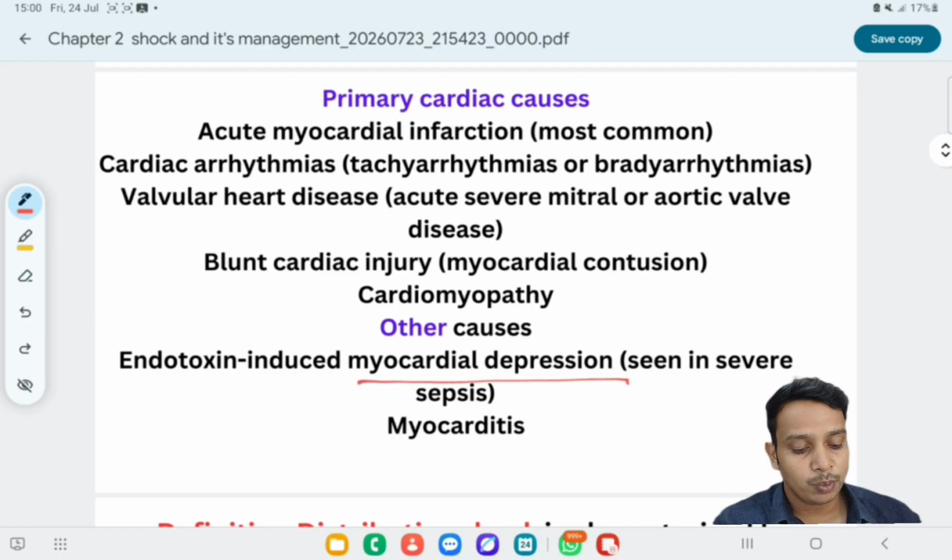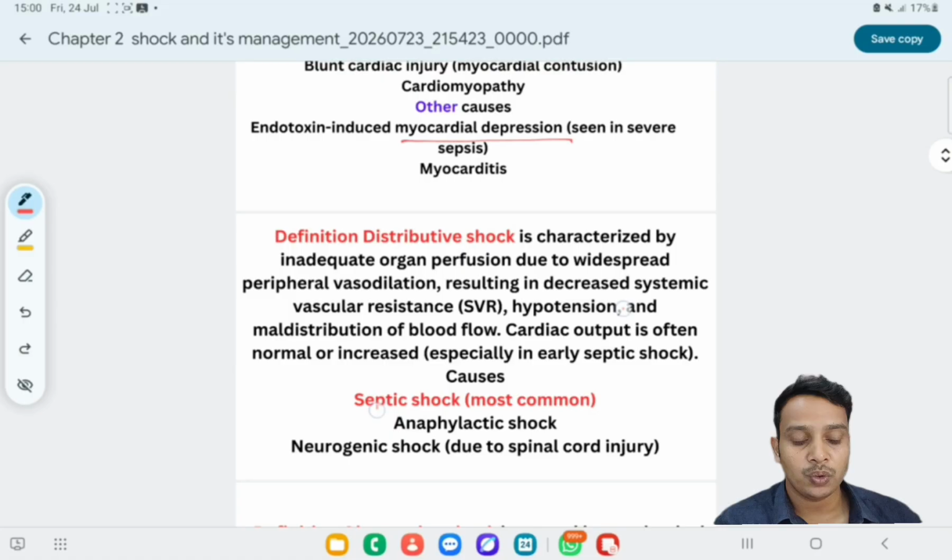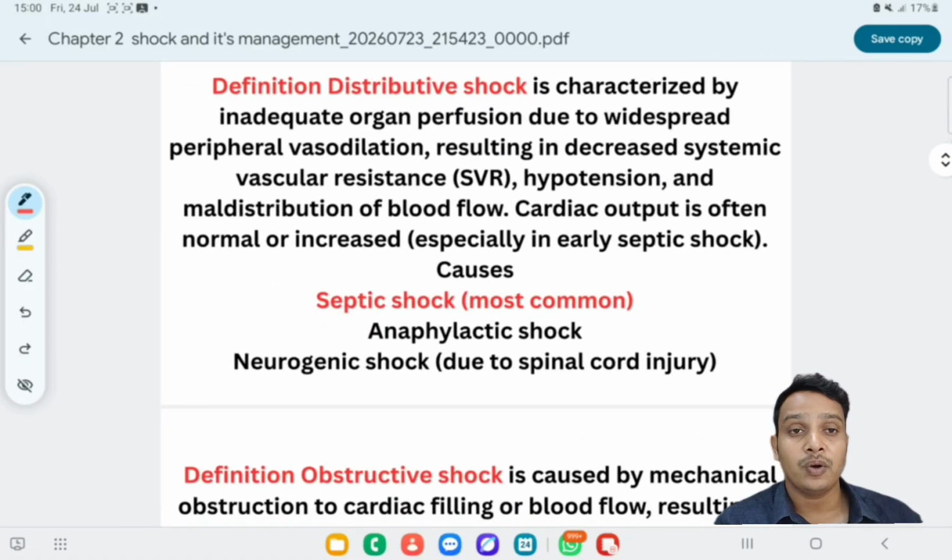Coming to distributive shock, this is the third category. Distributive shock is characterized by inadequate organ perfusion due to widespread peripheral vasodilation, resulting in a decrease in systemic vascular resistance, hypotension, and maldistribution of blood flow. But remember, as in the other shocks, there is vasoconstriction and tachycardia.